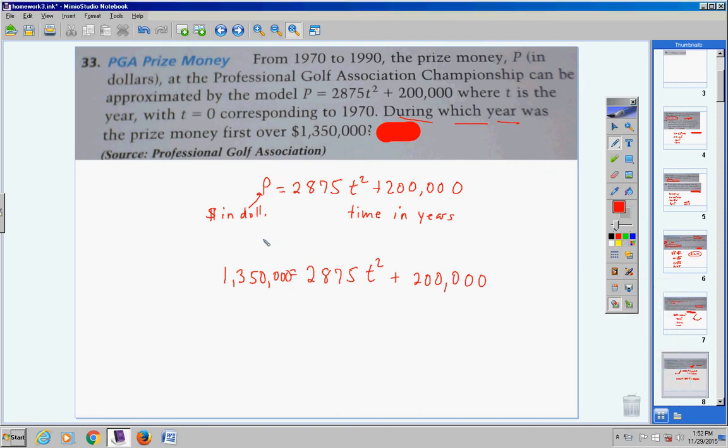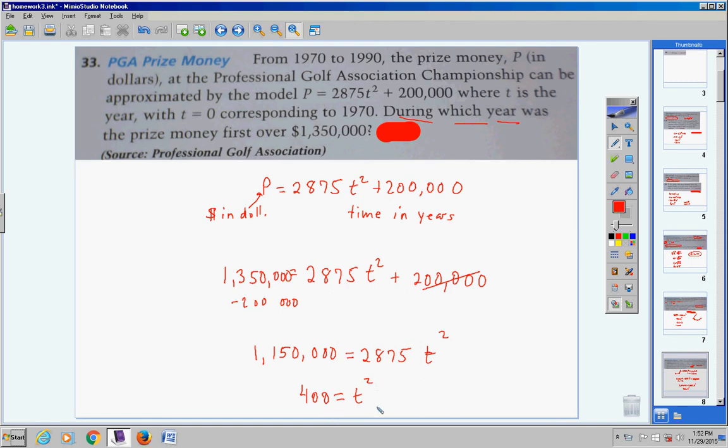Okay, students, now I've made my substitutions. I'm solving for T. Notice you have a T squared, a quadratic equation. There's no T term. Divide both sides by 2,875, and you will get this exactly. 400 equals t squared. 400.